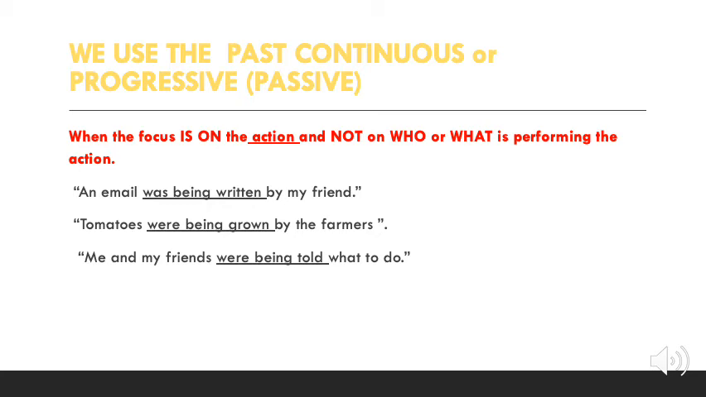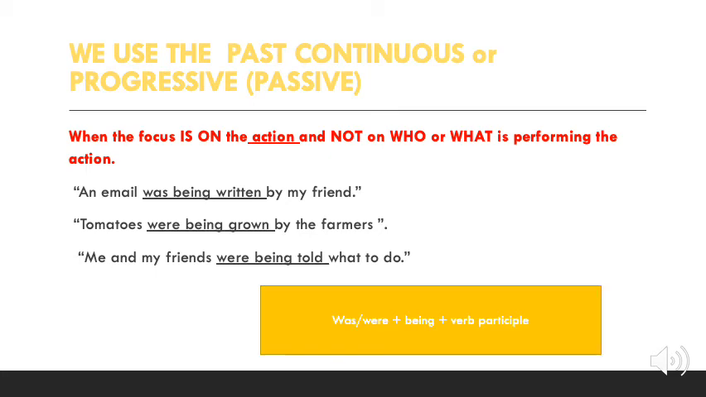In these three examples, the email is not doing anything, but is being written. Tomatoes are not doing anything, but are receiving the action of being grown by farmers. And me and my friends are not doing anything, we're just listening to what people are telling us. And about the structure, you use the verb to be in the past, was, were, plus being, plus the verb in participle. So that is was being written, were being grown, were being told.